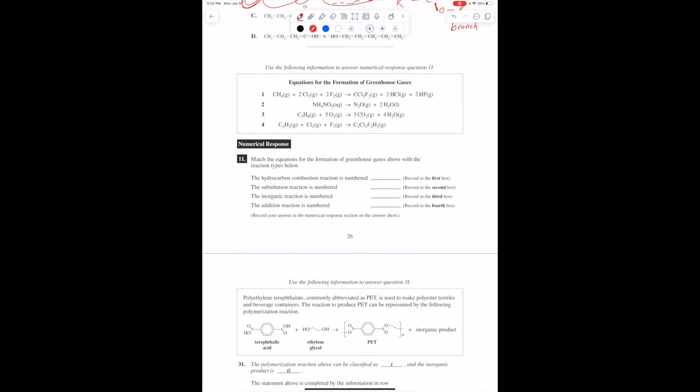NR11. Match the equations for the formation of greenhouse gases above with the reaction types below. Okay.